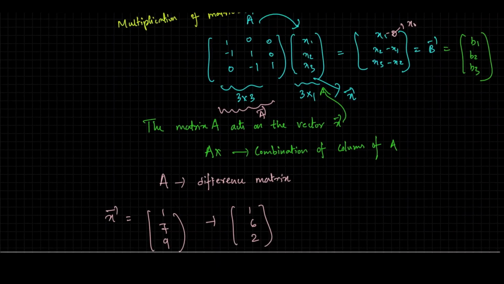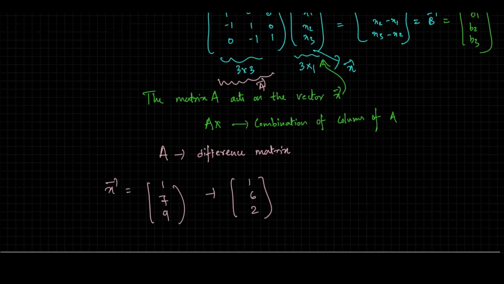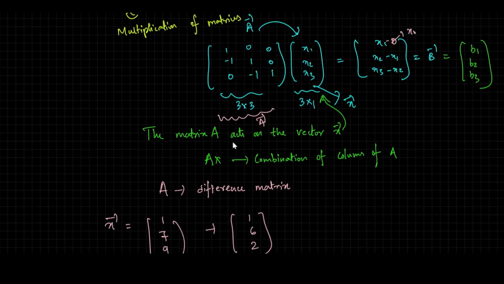Now you can extend it, because this is a 3 by 3 matrix. What if you're doing it for a 4 by 4 matrix? You can write this as 1 0 0 0, then minus 1 1 0 0, then 0 minus 1 1 0, and 0 0 minus 1 1. I hope it works.